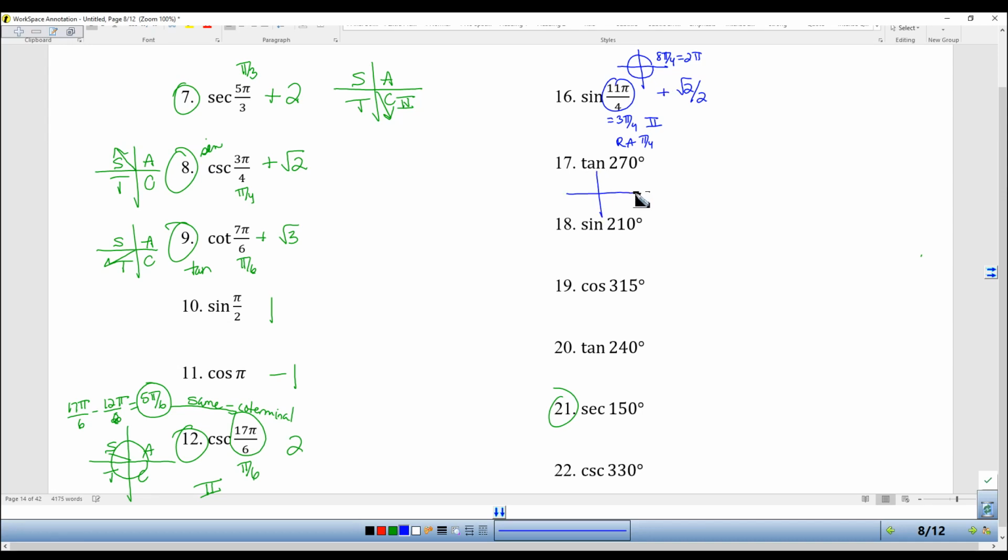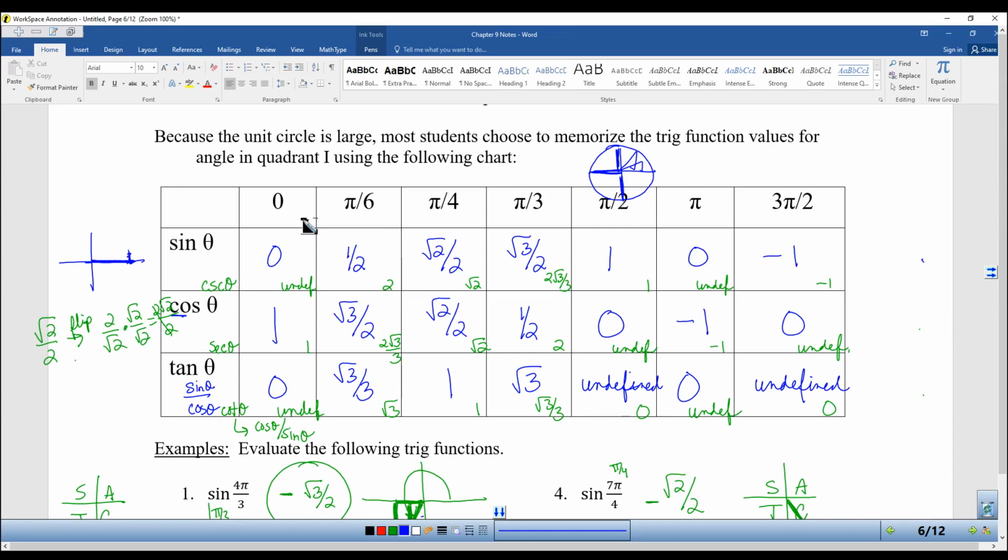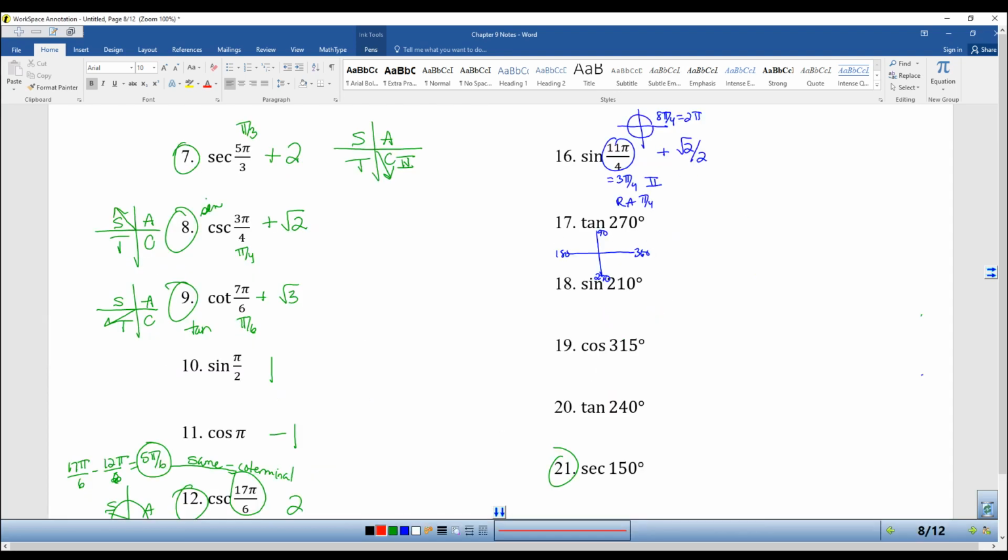So 270. Now, right here is 270. So this is 90, 180, 270, and 360. So this is the same as 3 pi halves. So if you go back to your chart, if you would like, you can fill in, we'll pick another color, 0, 30 degrees, 45 degrees, 60 degrees, 90 degrees, 180 degrees, and 270 degrees. So tangent of 270 degrees is undefined.